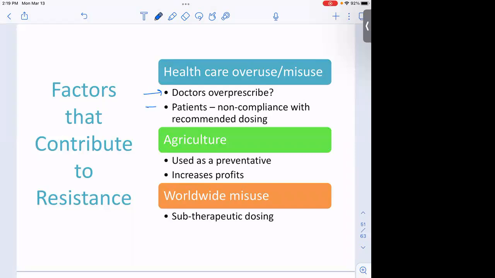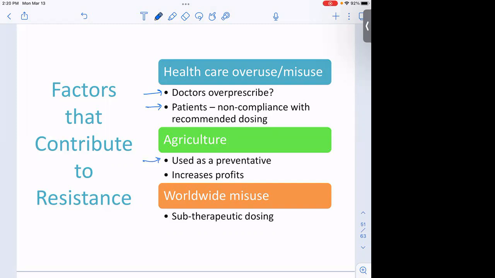Sometimes it's not the doctor's fault, but it's the patient. Maybe they don't take all of their antibiotic. I know that my dad does this all the time. He saves a little for the next time he gets sick. And then maybe you're not getting rid of all the organisms that are causing the infection, and maybe they will come back stronger. For years, we've overused them in agriculture.